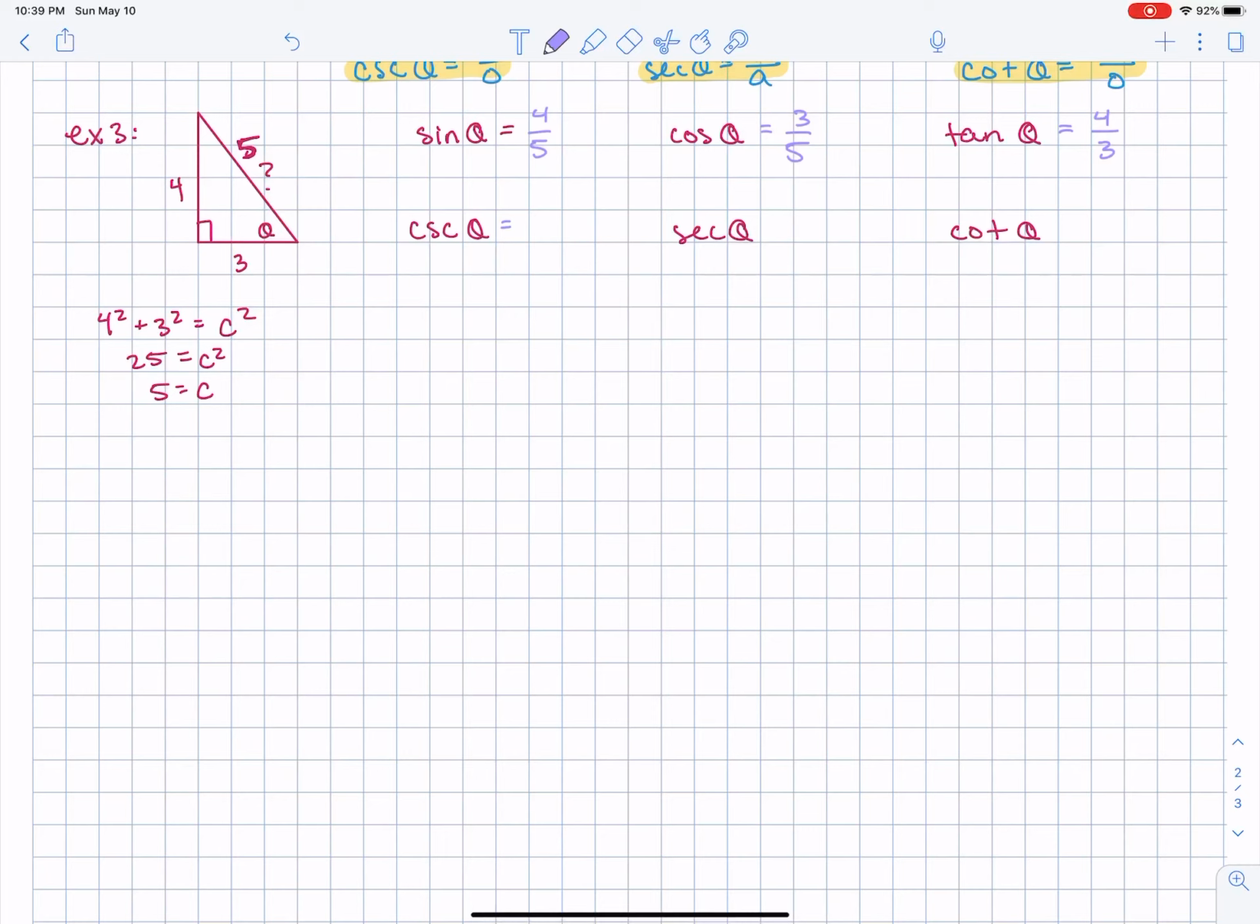Now, you can figure out the rest of them just from using your other functions, but let's walk through it. So cosecant theta, we take our hypotenuse, 5, over our opposite, 4. Secant theta is equal to our hypotenuse over our adjacent. And then cotangent, of course, is equal to our adjacent, 3, over our opposite, 4. And just like that, you figured out all of your trig functions.